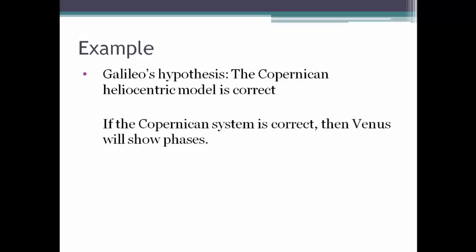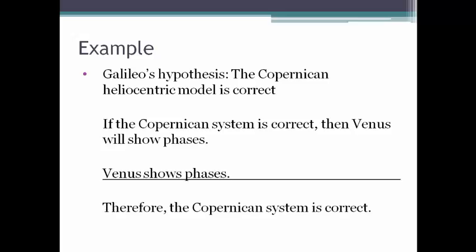Premise 1. If the Copernican system is correct, then Venus will show phases. Premise 2. Venus shows phases. This was the data that Galileo collected when he looked through his telescope and saw the phases. Conclusion. Therefore, the Copernican system is correct.